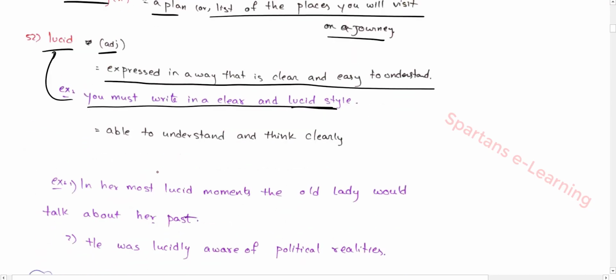Another meaning of lucid is able to understand and think clearly. Example, in her most lucid moments, the old lady would talk about her past. So in her most lucid moments means at the time when she was able to think clearly. Second example, he was lucidly aware of political realities. That means he was clearly aware of all the political realities, right? Lucid means very clear.